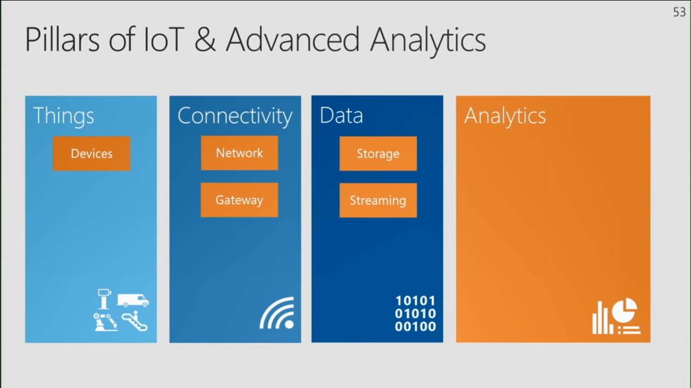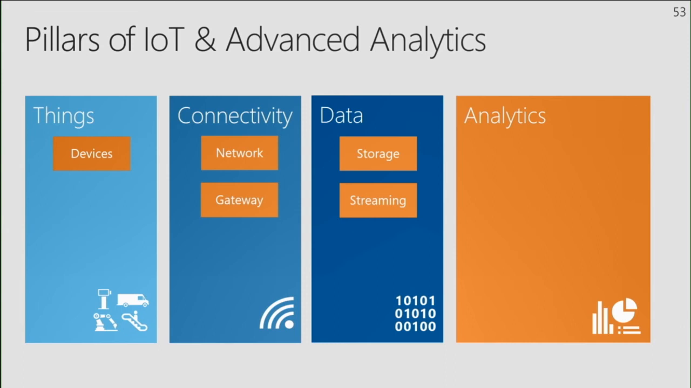So we have here the 4 pillars of IoT and advanced analytics. On the left there, we have things. So those are pieces of production equipment. They are products. They are people. They are servers. Anything physical in the physical environment, that's what we're talking about there.